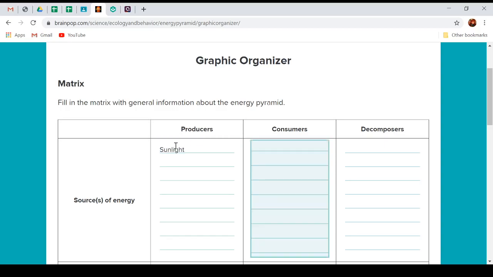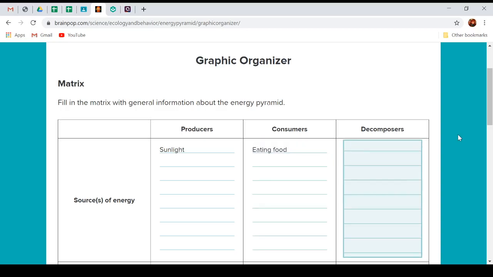Next, we have consumers. Now, consumer, we don't want to overthink this, is anything that has to eat its food to get energy. So you're a consumer, I'm a consumer, your pet dog, a cat, any type of animal is a consumer. And where do they get their source of energy? Well, they have to eat food, so they get their energy by eating food.